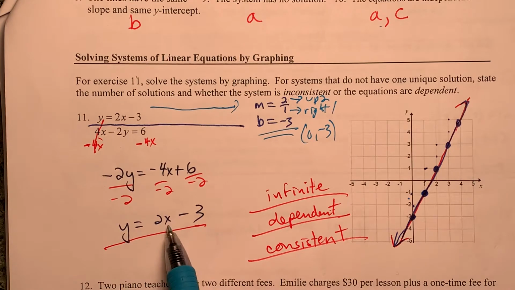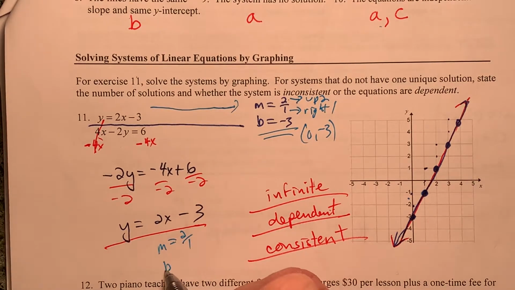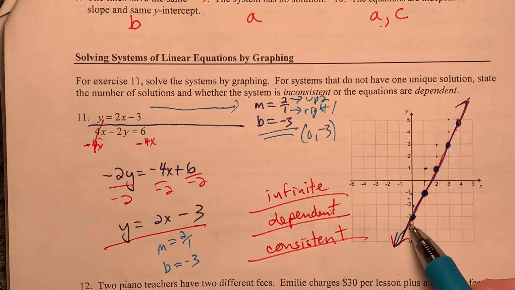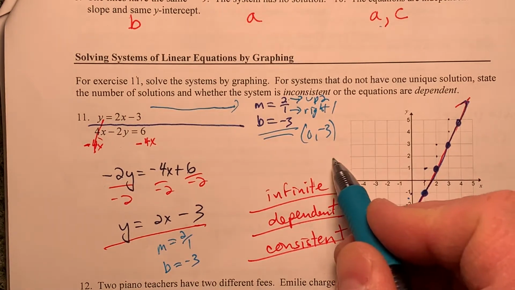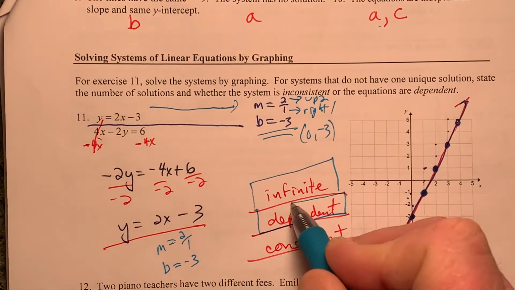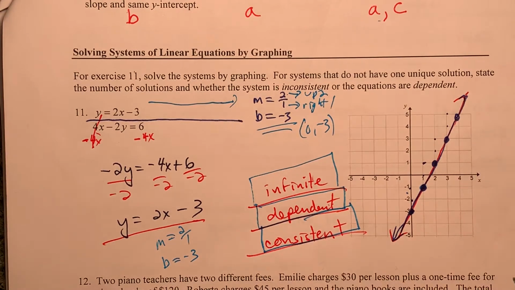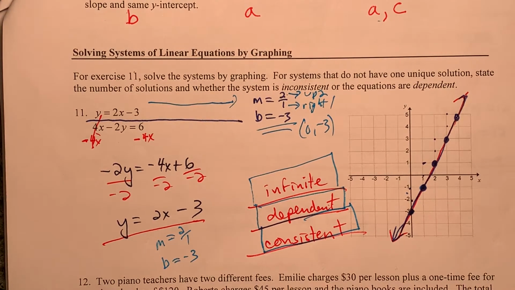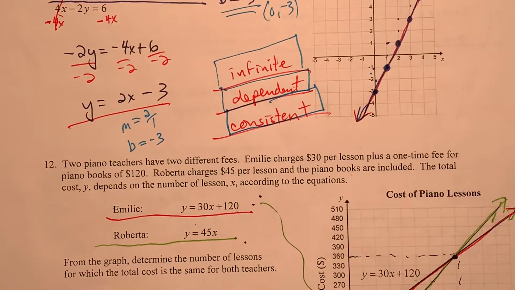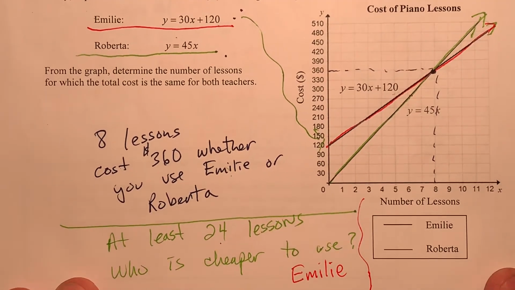And then the other one worked out to be the exact same. Slope is 2 over 1. Intercept is negative 3. Same line. So what does that mean? There's infinite solutions. It's a dependent graph. And it's considered consistent because there's one or more solutions. This was interesting. I wish this really did happen in real life like this, but it usually doesn't.